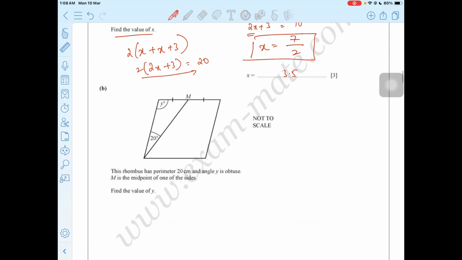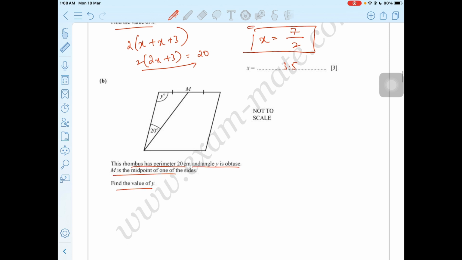Okay. Now this rhombus has a perimeter 20 centimeters and angle y is obtuse. M is the midpoint of the sides. Find the value of y. Okay. So now we have to calculate the value of y over here.